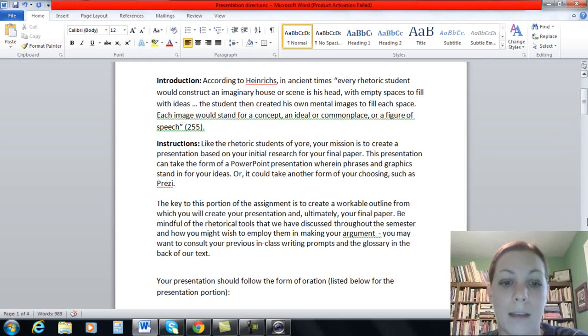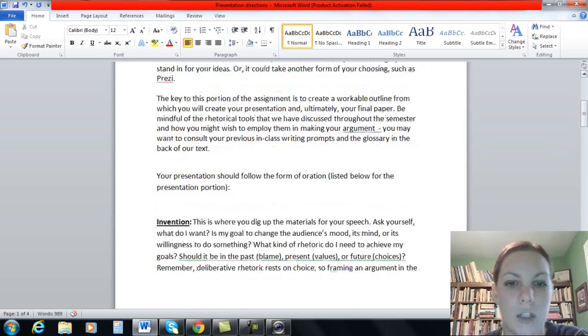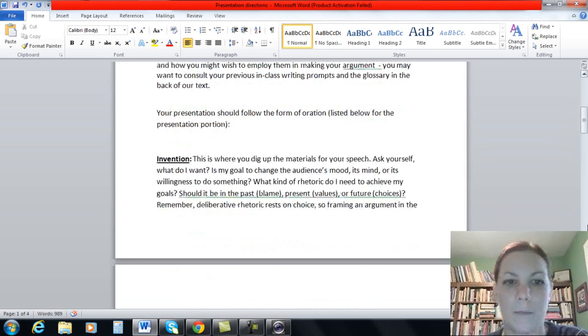You may want to consult your previous writing prompts and, of course, the glossary at the back of our text, which will remind you of some of the key rhetorical tools. Your presentation should follow the form of oration, which is listed below. Again, this should look familiar to you because they are, after all, Cicero's canons.